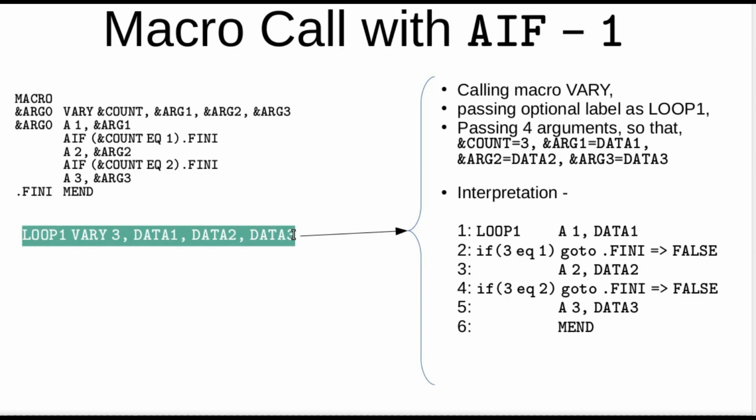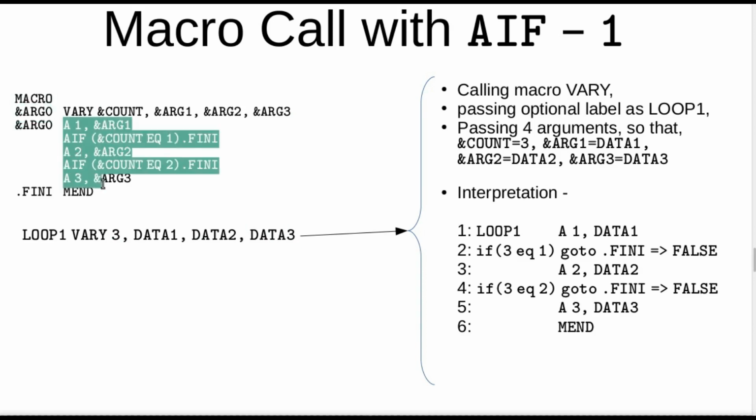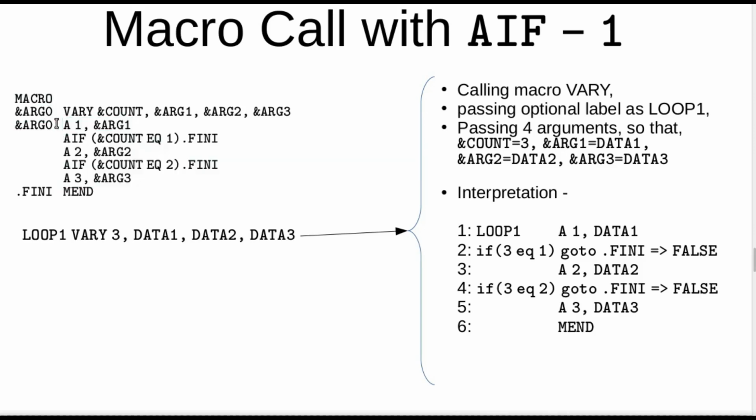Now what does the macro call statement look like? It has the name of the macro, which is vary, followed by 4 arguments. What are the 4 arguments? 3, data1, data2, data3. From the macro definition you can find that the macro definition also had 4 arguments. Similarly, before the macro definition we had also allocated a label which was used to refer to a sequence of instructions in the macro definition. This label was &0.